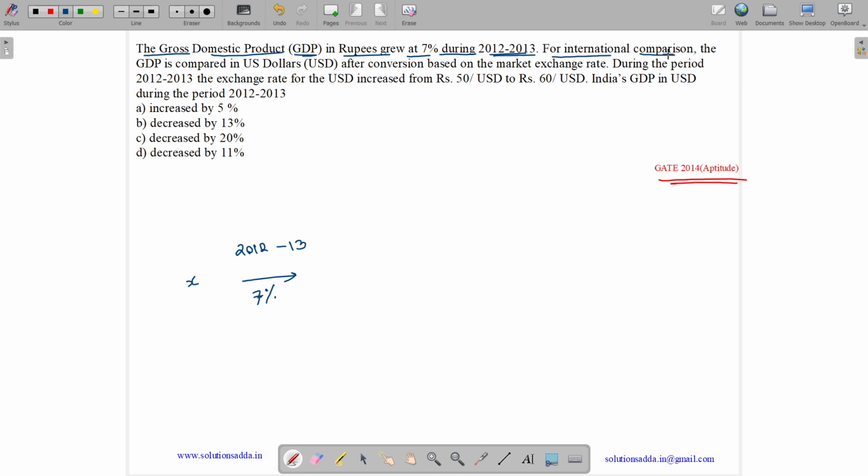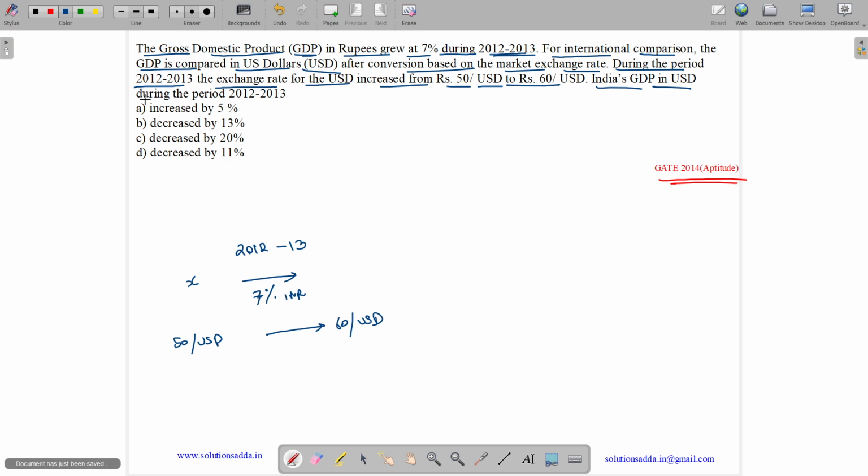For international comparisons, the GDP is compared in US dollars after conversion based on market exchange rate. During the period of 2012-13, the exchange rate for USD increased from 50 to 60. So exchange rate was 50 per USD and it increased to 60 per USD. And this 7% is based on INR or rupees. India's GDP in USD during the period 12 to 13 is, it increased by what ratio in terms of USD, if it increased by 7% in terms of rupees.